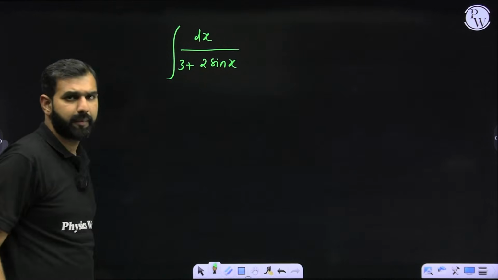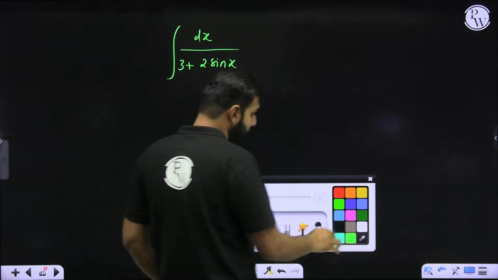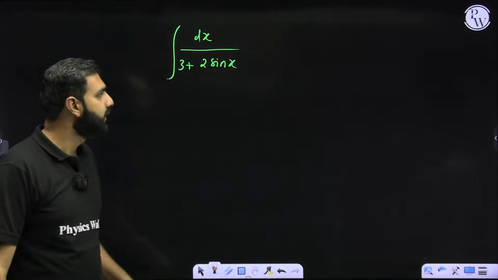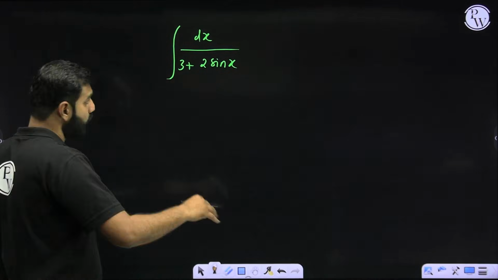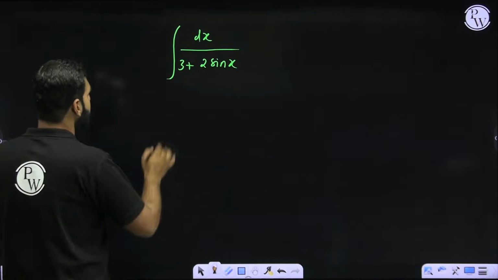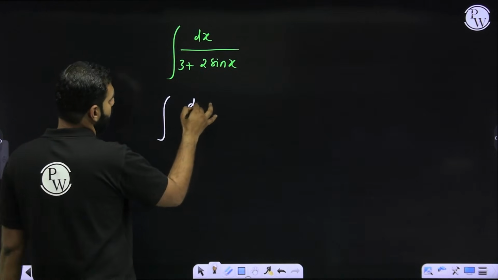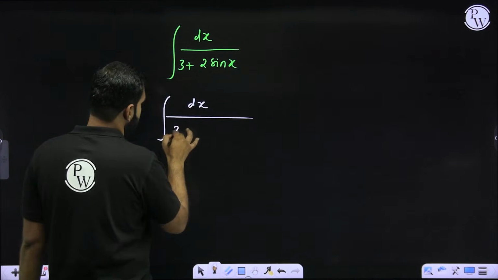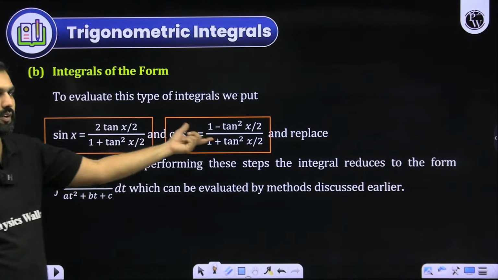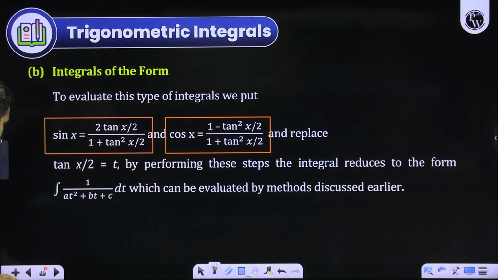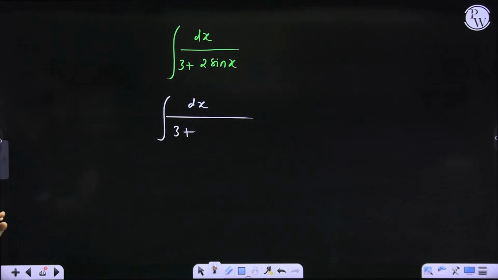There can be multiple methods, but the approach which we are discussing here says that sin 2 theta, which is an identity we know how to convert into tan theta, is what I'll be using here. So I hope you remember dx upon 3 plus, do you remember the two we have discussed, sin 2 theta and cos 2 theta? Sin 2 theta is 2 tan theta upon 1 plus tan square theta. That's exactly what I'll use here.